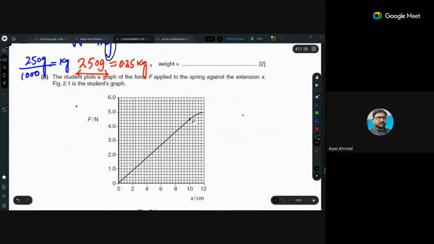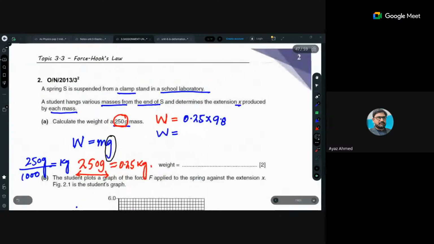So what is the value of gravitational acceleration on the surface of the earth? It was taken as 10 before, but recently, in these two years, we are using 9.8. Is that clear? Yes, sir. Hassan, is it clear? g gives 2.45. 2.45 Newton, or almost 2.5 Newton.